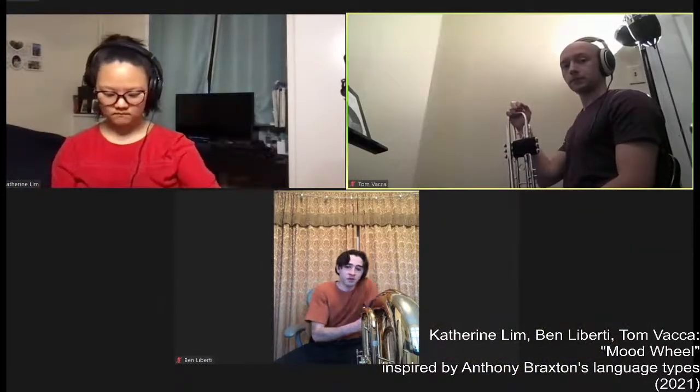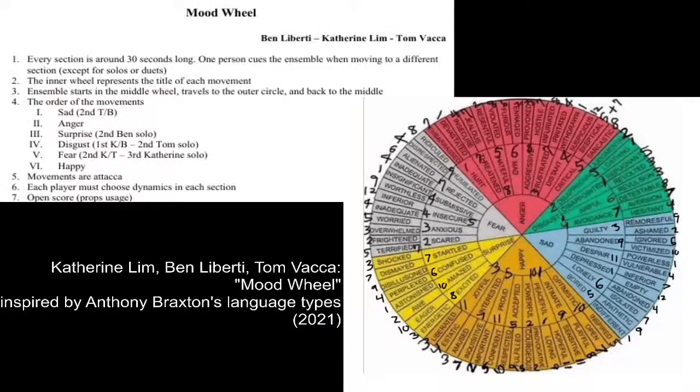So the piece we composed is called Mood Wheel, and if you saw on the score just there, it's a mood wheel that we got from vocabulary.com, and it has six central moods: fear, surprise, happy, sad, disgust, and anger. And around them are various adjectives that describe those moods.